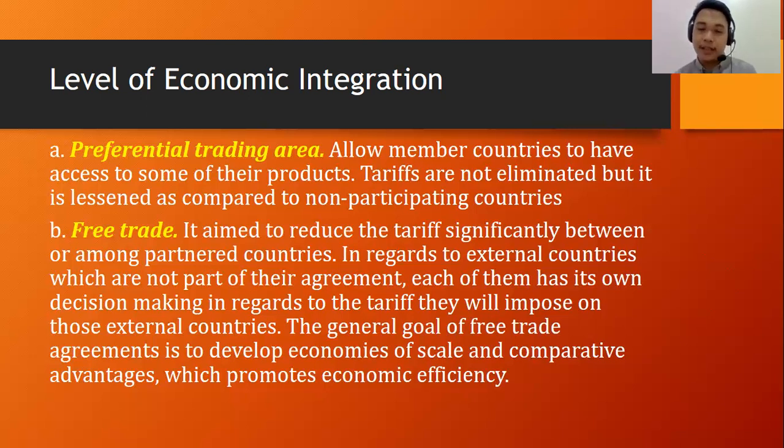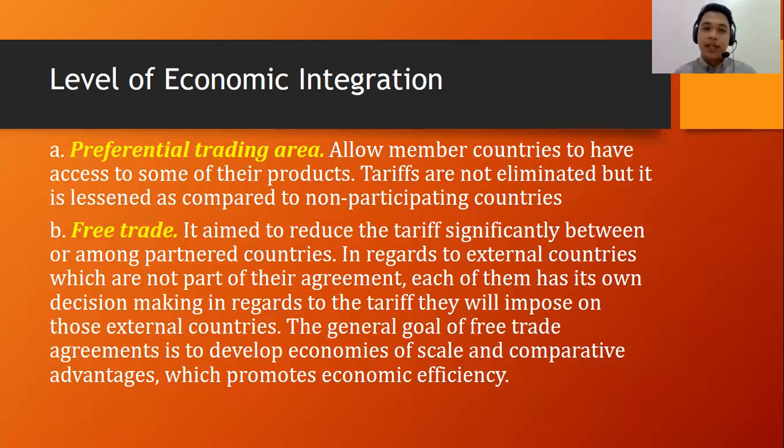May tariff pa rin. Pero may mga goods and services including the products na pwede hindi kasi pinapa-access sa iba't ibang mga bansa. So due to the preferential trading area or that particular principle, nagkakaroon po tayo ng access with other countries. So syempre, kailangan pa rin diyan ng agreement na tinatawag.